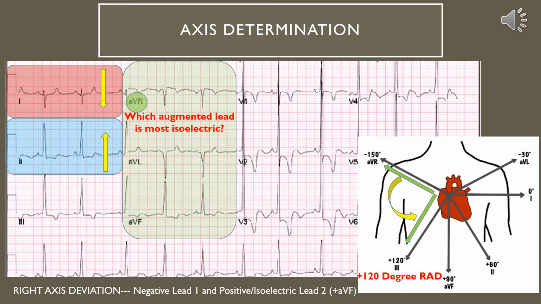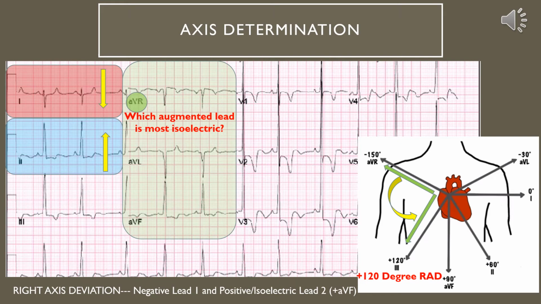Okay, axis determination for this next 12 lead EKG. When we're looking at axis determination, we're looking at the first and the second lead. So looking at lead 1, we have a negative deflection from the isoelectric line, and in lead 2, we have a positive deflection on the isoelectric line. So when we see a negative deflection in lead 1 and a positive or isoelectric lead 2, we want to be thinking that there is a right axis deviation.